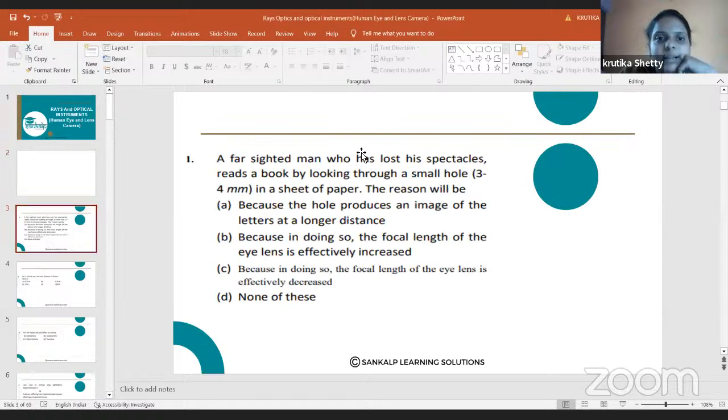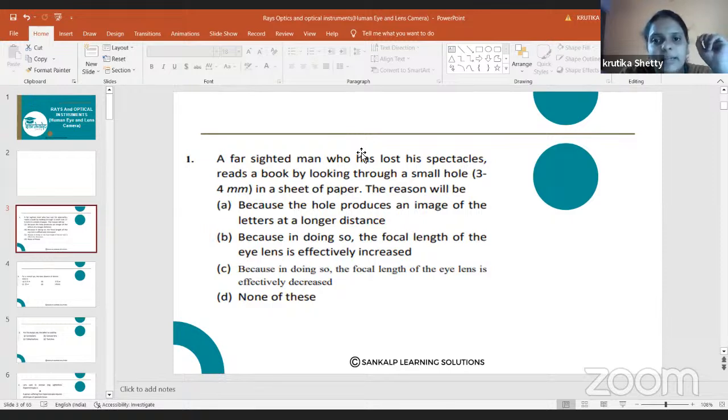The question is, a far-sighted man who has lost his spectacles reads a book by looking through a small hole. So what is happening? The person is suffering from far-sightedness. So when he is suffering from far-sightedness, what he will do? He will lose his spectacles. So that time he is taking the help of a small hole of the radius of 3 to 4 millimeter to read whatever paper he is holding. What will be the reason why he is doing so?